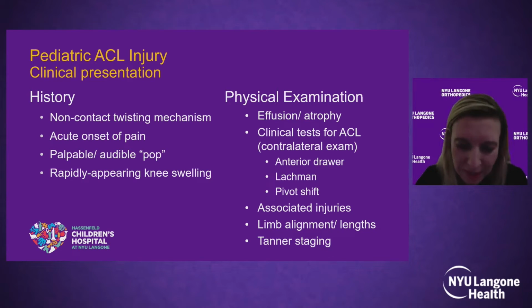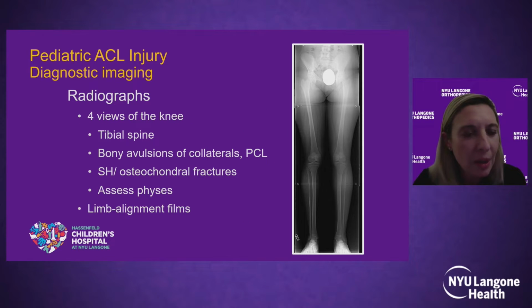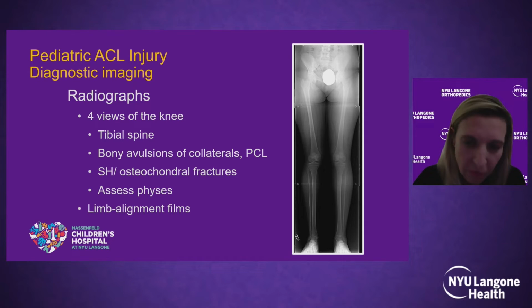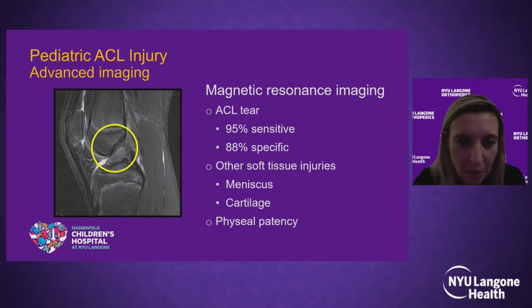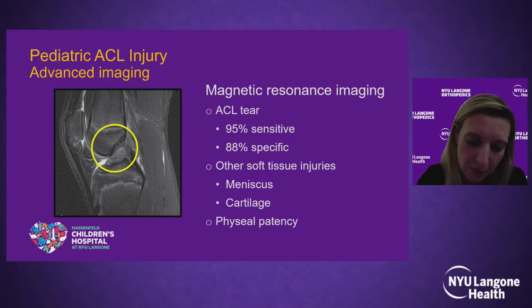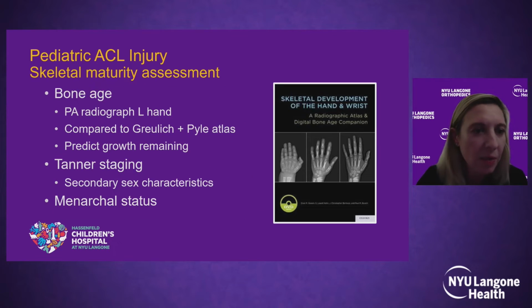We do your clinical exam just like you do for any other patient. We start with a radiographic assessment, again, just like for any other patient. For children, you're looking not just at alignment, but you're looking for physeal patency, as well as concomitant fractures. We'll do our MRI, which is both sensitive and specific in the pediatric population, and again allows us to assess the status of the physis.